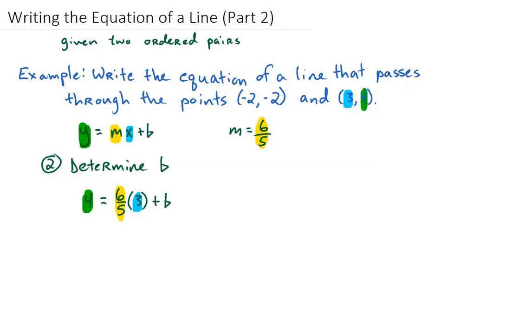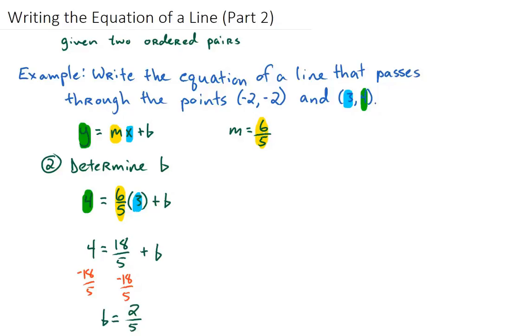Have a little bit of fraction work to do here, but it's not too scary. Nothing reduces, so that's actually going to give me an 18/5 plus b. Now what I want to do is go ahead and subtract my 18/5 from both sides. And that's going to give me a b equal to 2/5. So that's the b we were looking for.